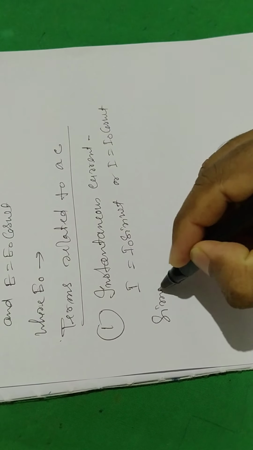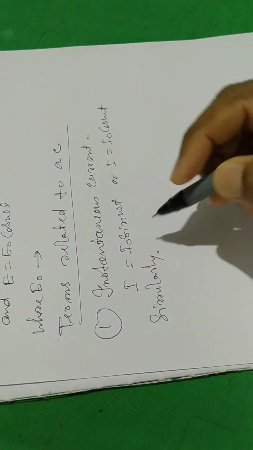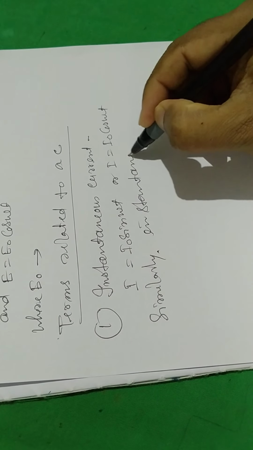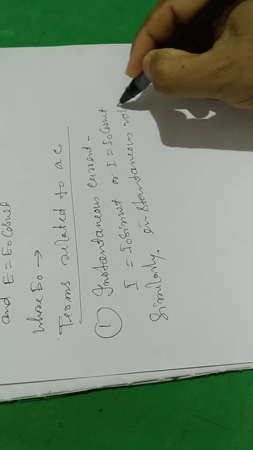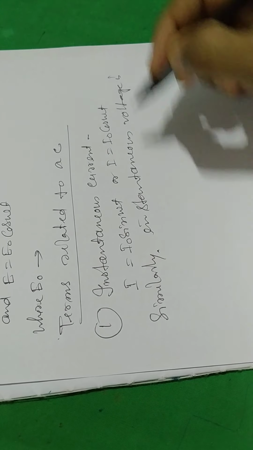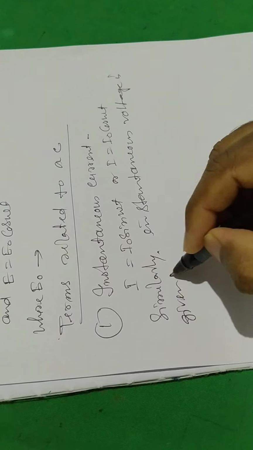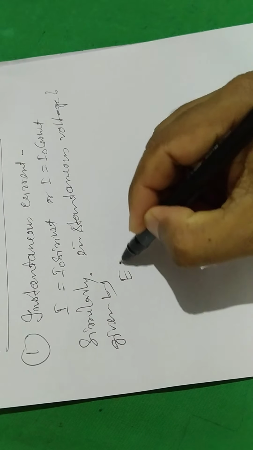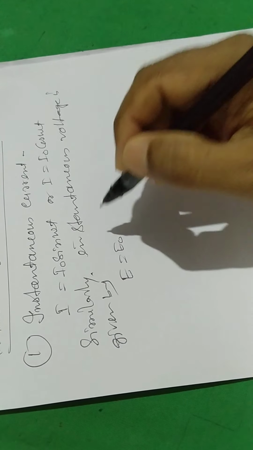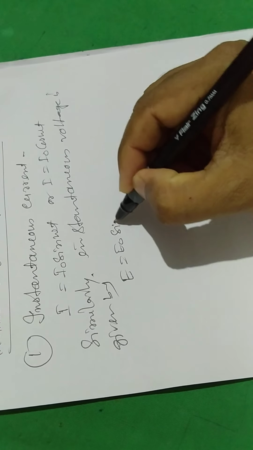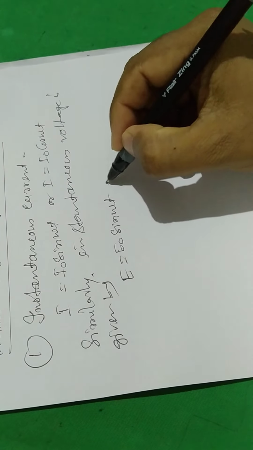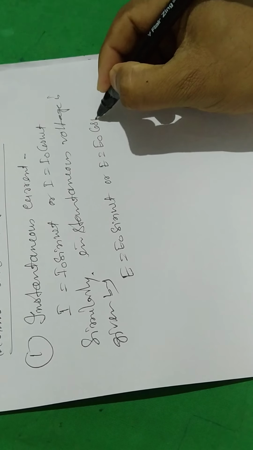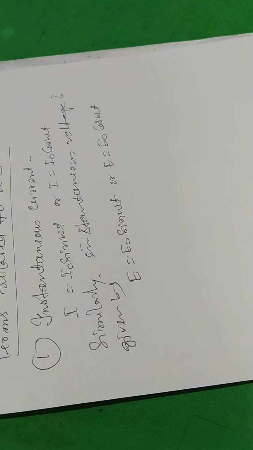Similarly, instantaneous voltage is given by E equal to E naught sine of omega t, or E equal to E naught cos of omega t.